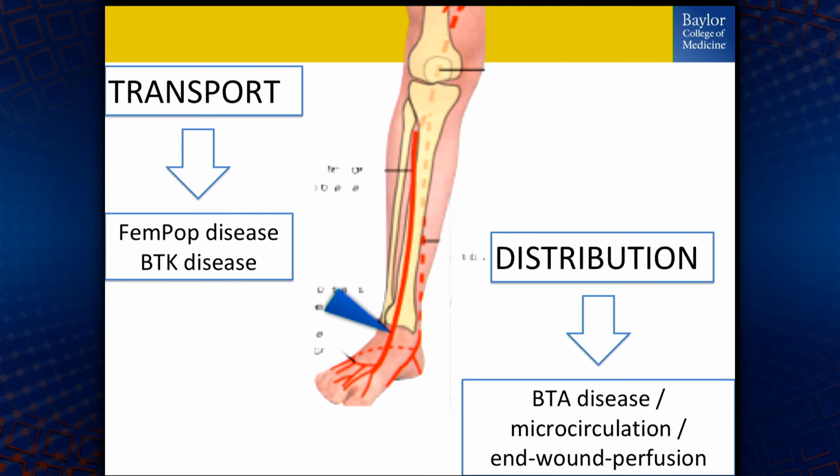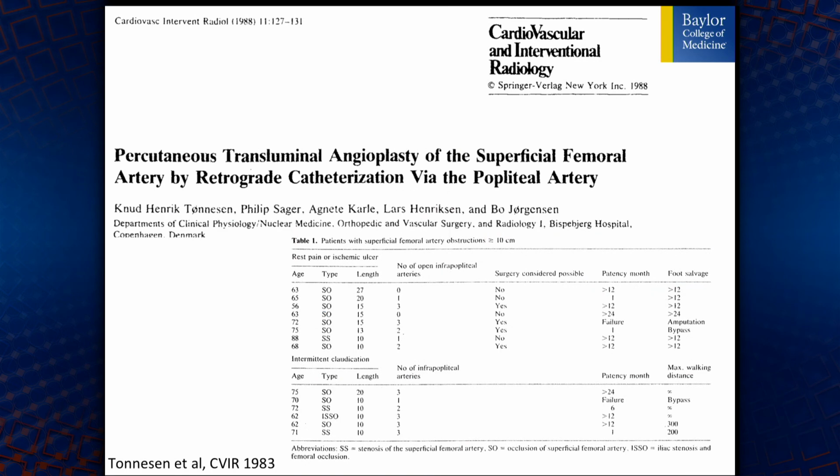We're looking at transportation and diffusion patterns. This is mainly about the transport of Fempop disease. And it goes back to 1983, where we see Professor Tønnesen in Denmark showing his first results of popliteal axis.